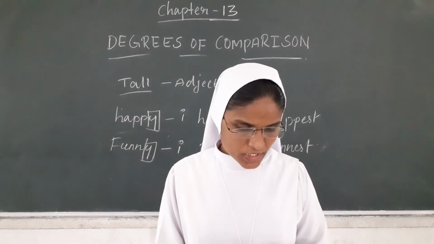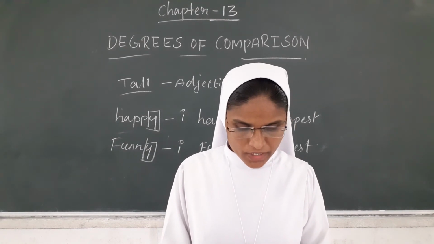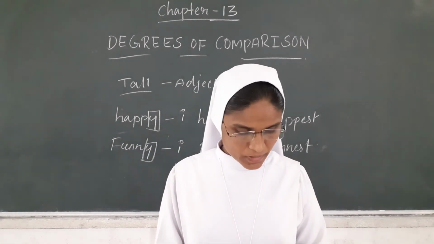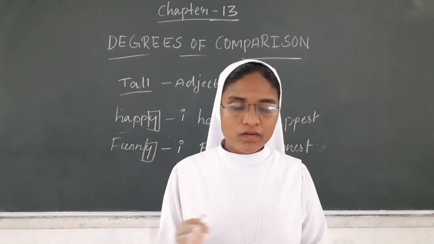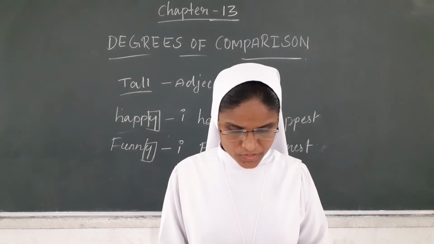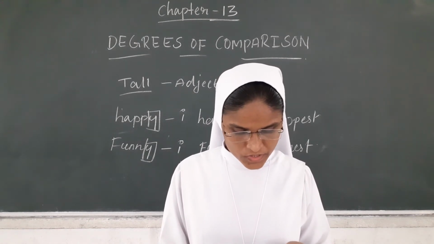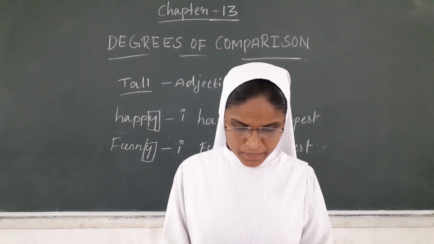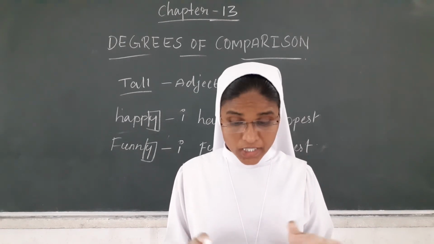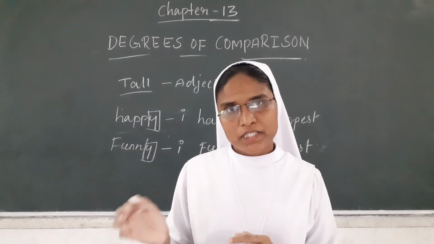The next one you see, seventh one. Some adjectives have irregular comparative and superlative. Some irregular: little, less, least; bad, worse, worst; good, better, best. So these have irregular comparatives.